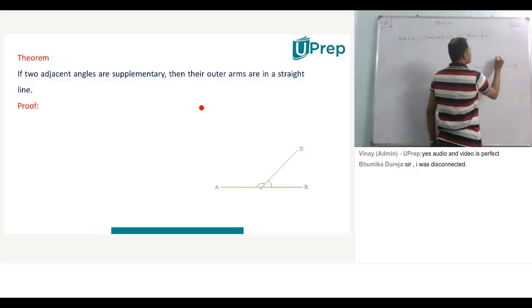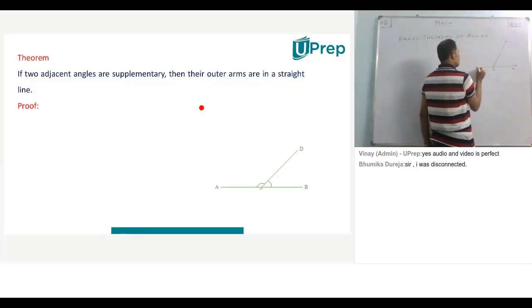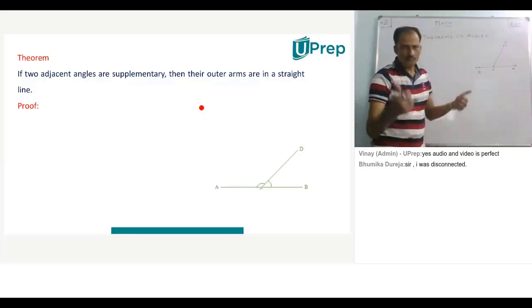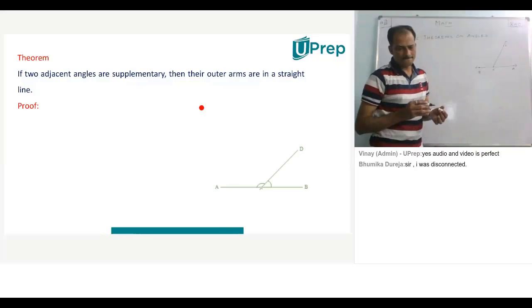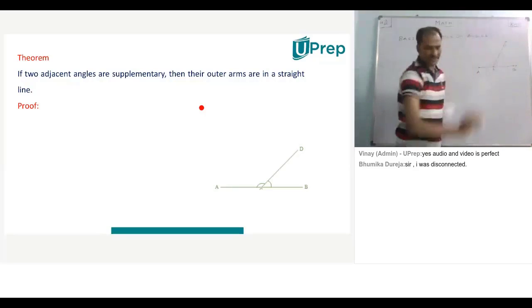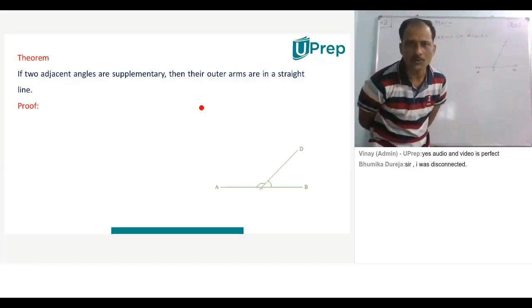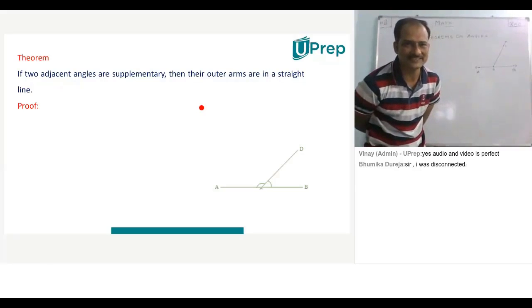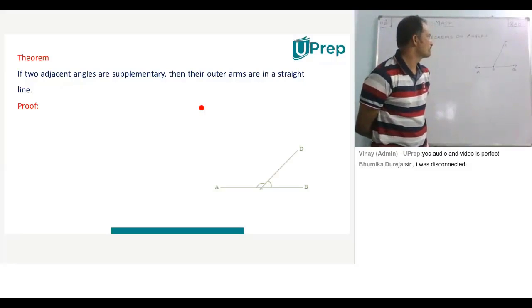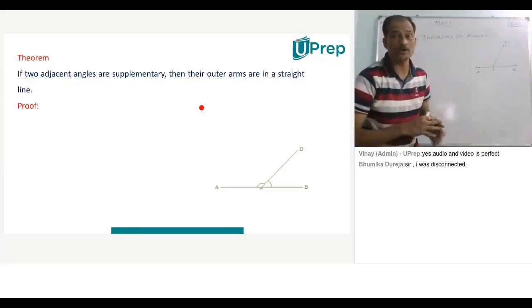Can you try to solve this? Sir, we are given that angle BOC plus AOC equals 180 degrees. That's good. Sir, then we have to prove that AOB is a straight line. How will you prove it? Can you guess? So maybe we have to draw another ray. Okay, how will you draw another ray? Can you please tell me? Is it a perpendicular or some other thing like that?